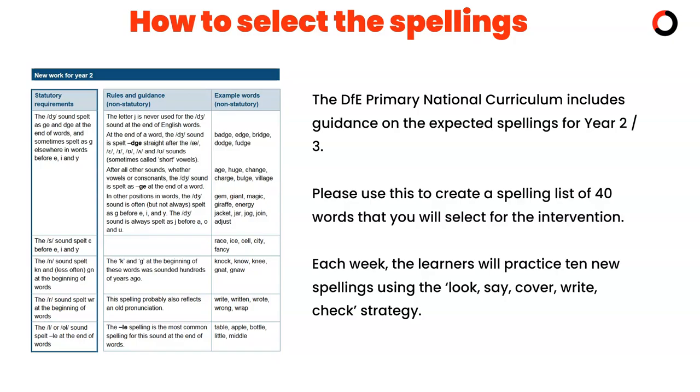So how to select the spellings. The DfE National Curriculum includes guidance on the expected spellings for Year 2-3. Use this to create a list of 40 words that you will select for the intervention. 20 of these will be used for the pre and the post assessment task. Each week the learners will practice 10 new spellings using the strategy.